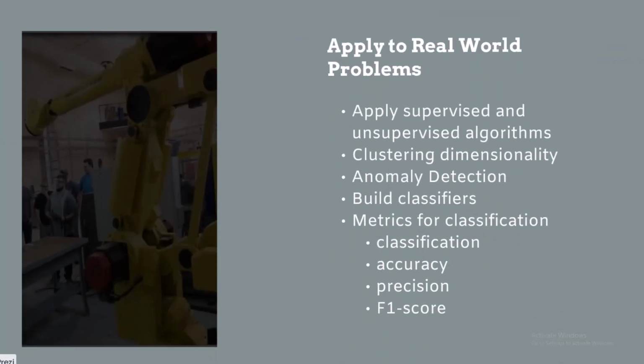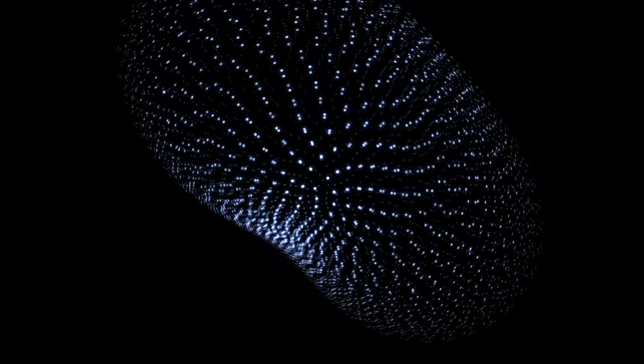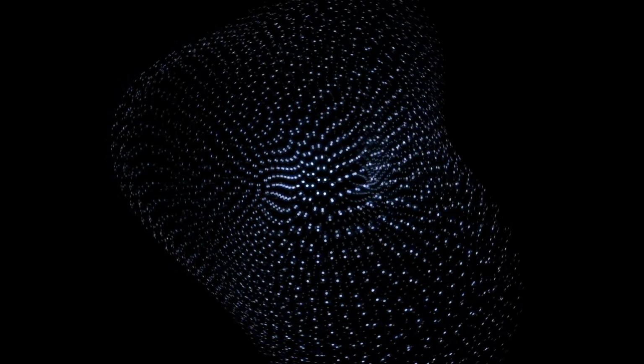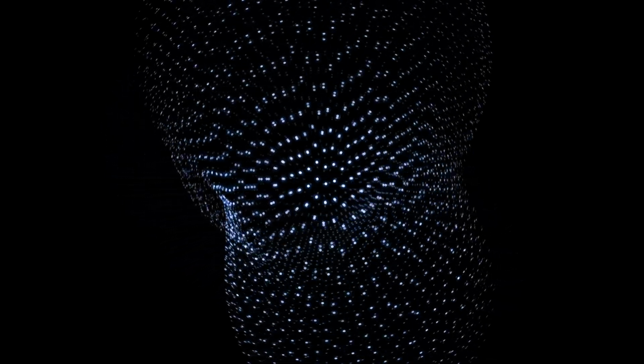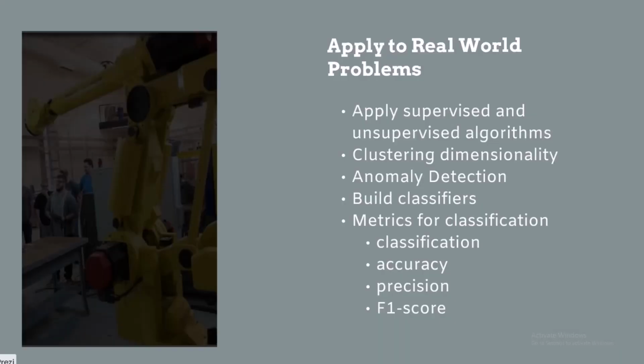And then once we get all this data, we're going to apply supervised or unsupervised learning algorithms. And we'll do clustering, dimensionality reduction, anomaly detection, and build classifiers. So we can sort that data, put it in clusters, and then actually build metrics on how accurate our classification is, how accurate we are at sorting these things, and how precise the data is that we're getting out of this. And then rolling it down to an F1 score for the model.